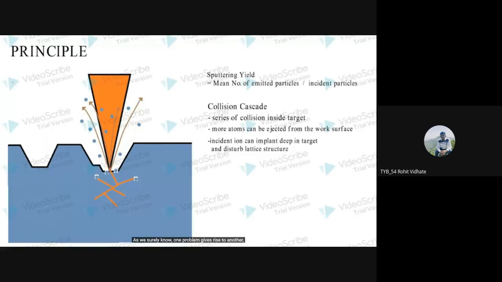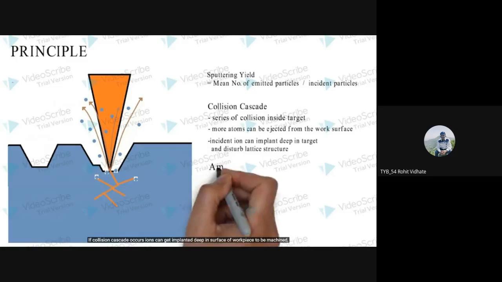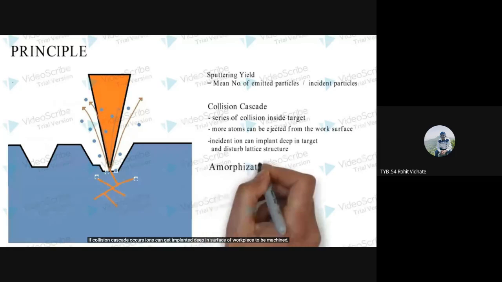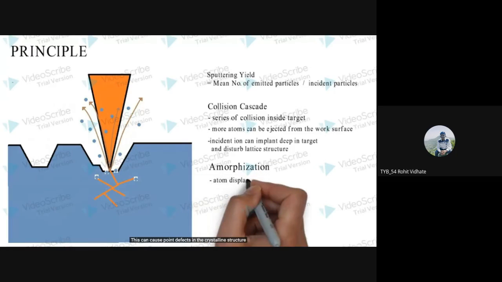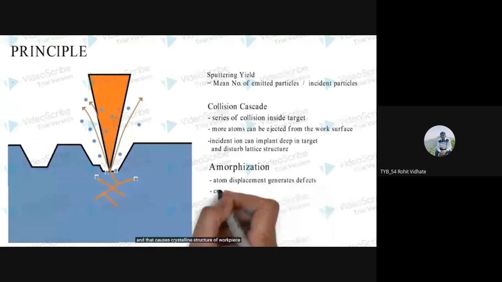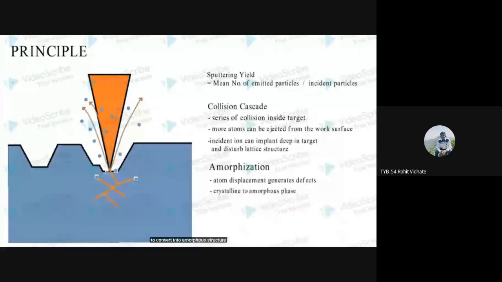As we surely know, one problem gives rise to another. If collision cascade occurs, the ions can get implanted deep in the surface of the workpiece to be machined. This can cause point defects in the crystalline structure of the workpiece, and that causes the crystalline structure of the workpiece to convert into amorphous structure, which can be harmful at times. The depth of this is very small, 10 to 30 nanometers, but as this is a micro machining process, it affects.